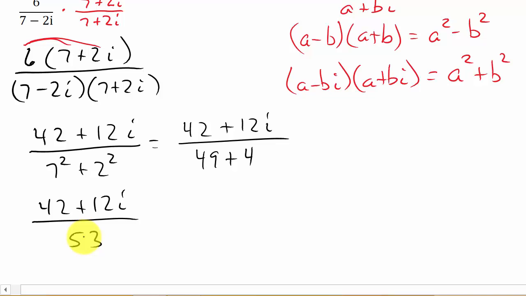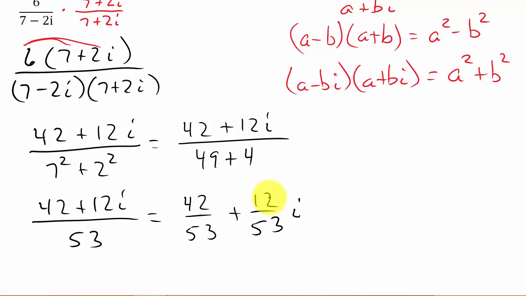Now let's see, I don't know if it'll simplify or not. Let's see. All right, so what we want to do is split this thing up. That's 42 over 53 plus 12 over 53 i. And the 42 over 53 and the 12 over 53, they won't reduce any. So that's going to be our final answer.